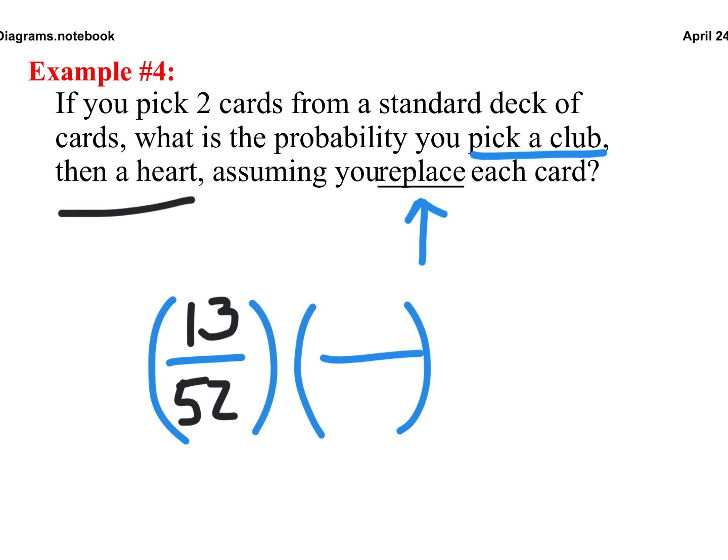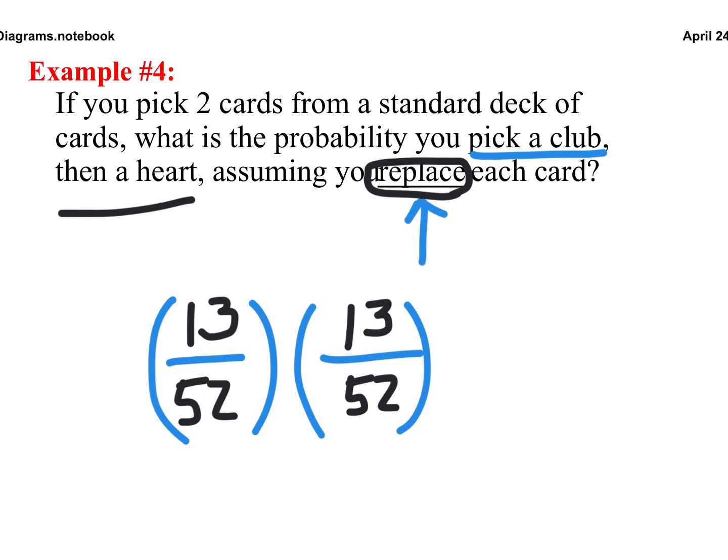Then a heart. There's 13 hearts in the deck out of 52. That also is 1/4. But why didn't you change the numbers? Because we replaced. As soon as we picked our card, we stuck it back in and the deck was perfect again. And there was still 13 of the kind we wanted and 52 total. If that had been without replacement, it would have been different.